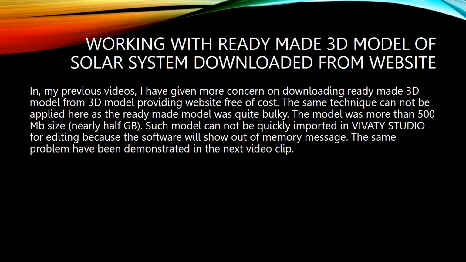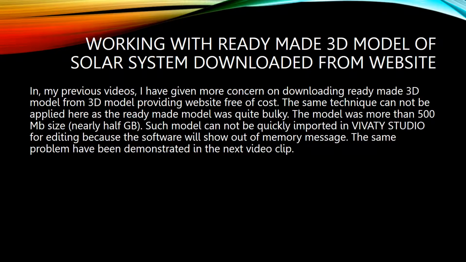Now, as I have suggested in many videos, you can download 3D models of objects from 3D websites. Many websites supply good quality 3D models. I have tried the same with this solar system. I downloaded one 3D model, but it was very bulky, and if the model is too bulky, it will take a lot of time to load into Vivat Studio, and many times if it goes beyond the capacity of Vivat Studio, you will get an error message.